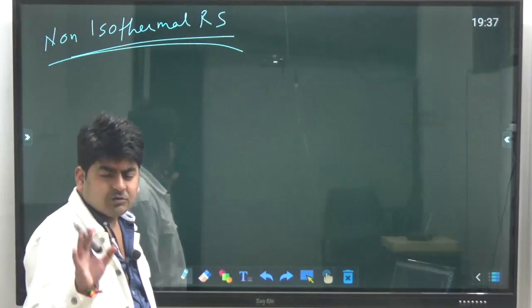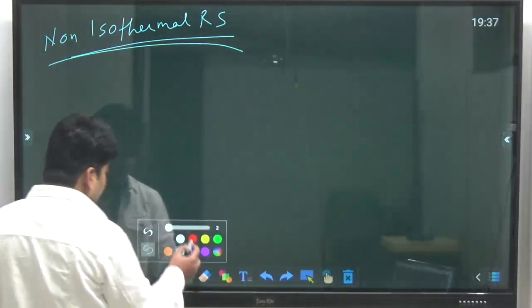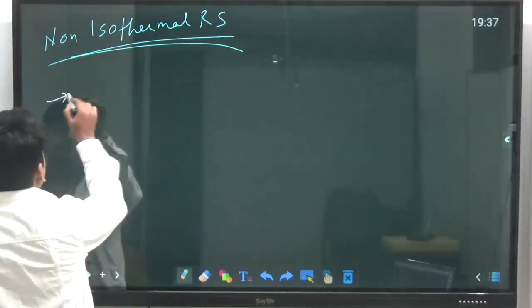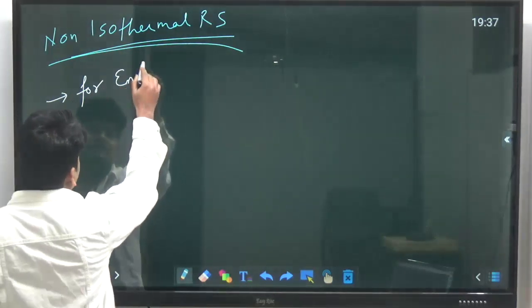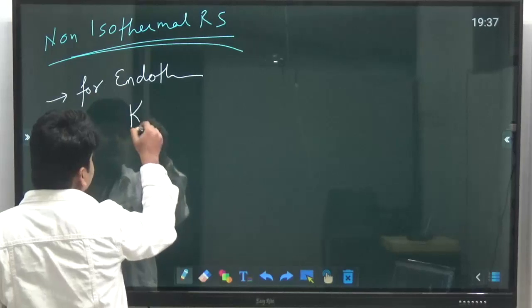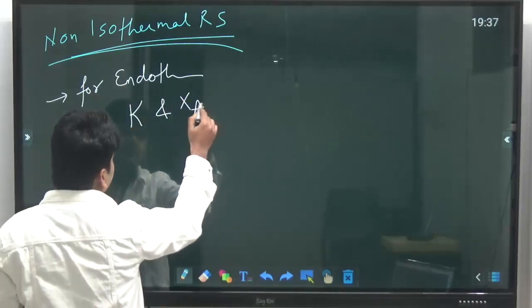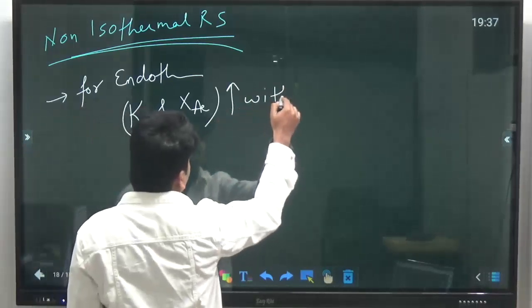What is endothermic and exothermic reaction? So you are well aware of that. I am not repeating the same thing. Okay. So there are few points which you can directly write. Okay. For endothermic reactions, equilibrium constant K and equilibrium conversion both increases with increase in temperature.